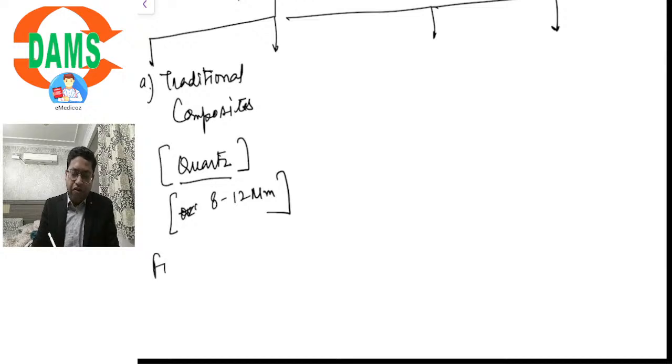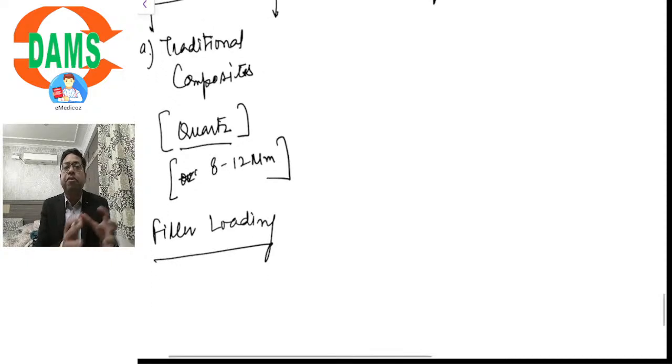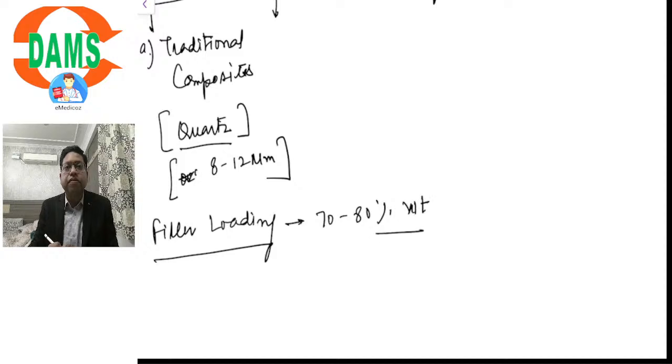And if we talk about the filler loading, what is meant by filler loading? How much amount of filler is present in a particular amount of composite is known as filler loading. It is in the range of 70 to 80% by weight. Okay.